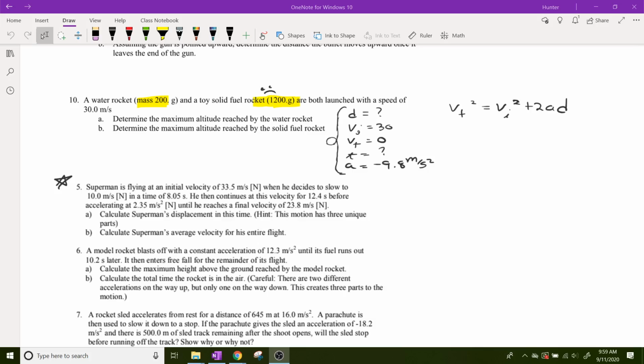Okay. Pretty much where we left off yesterday then. So, yeah, we should have enough information to solve number 10 and not go crazy in the process. But we do have to use the VF squared equals VI squared plus 2AD.